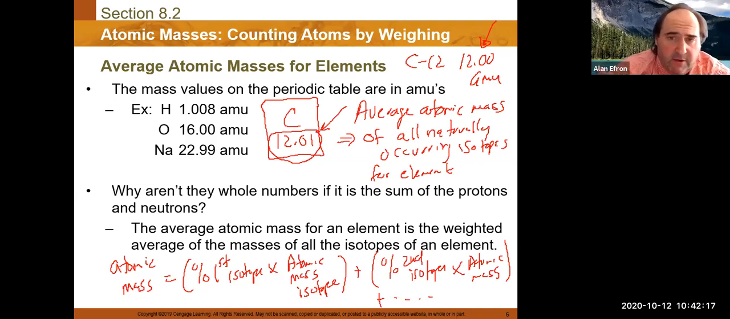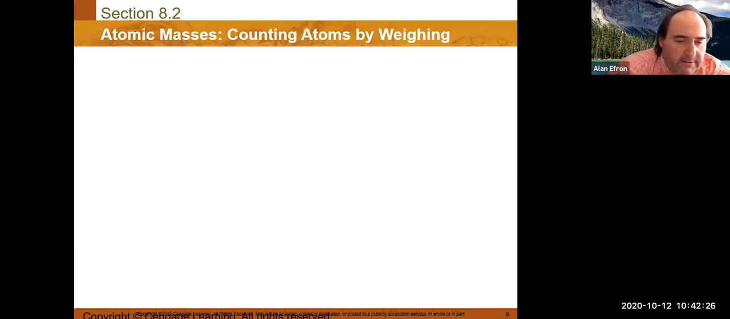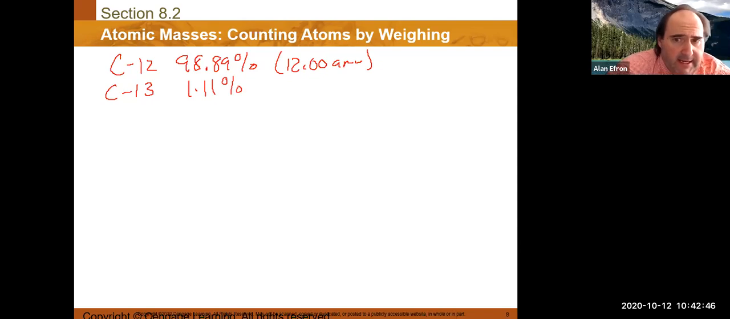So for example, taking carbon as an example, if we look at carbon, there are two naturally occurring isotopes. There's the carbon-12 isotope that occurs about 98.89% of the time, and it has, again, an atomic mass of 12 AMU. There's also the carbon-13 isotope that occurs about 1.11% of the time, and it has a mass of about 13.00335 AMU.